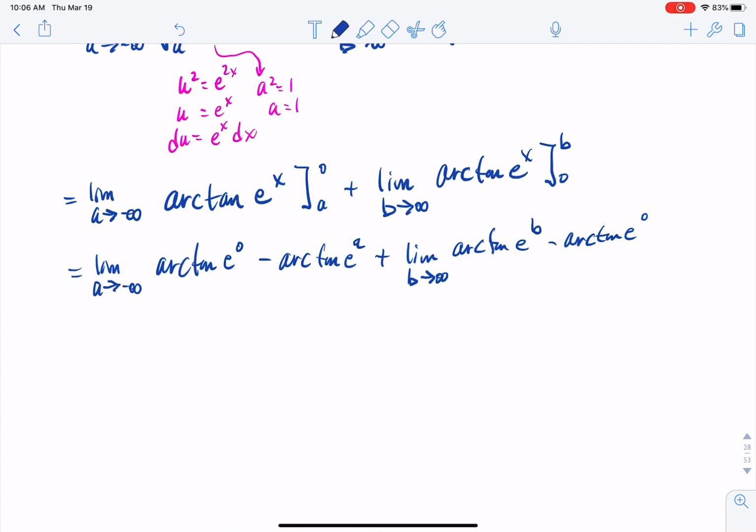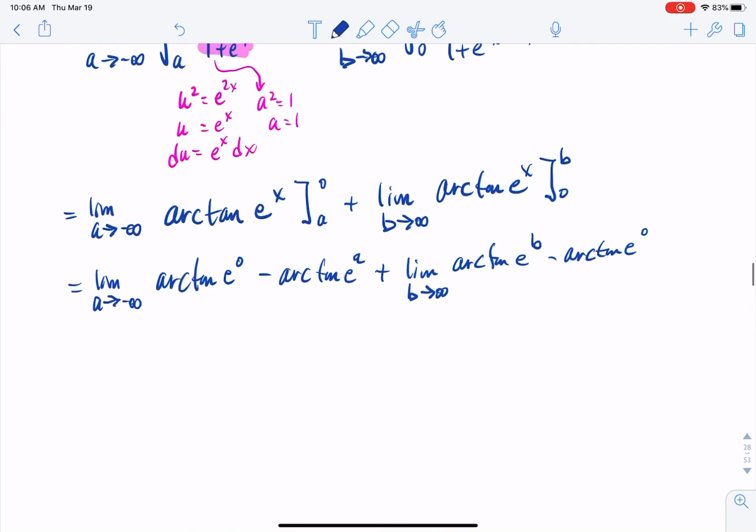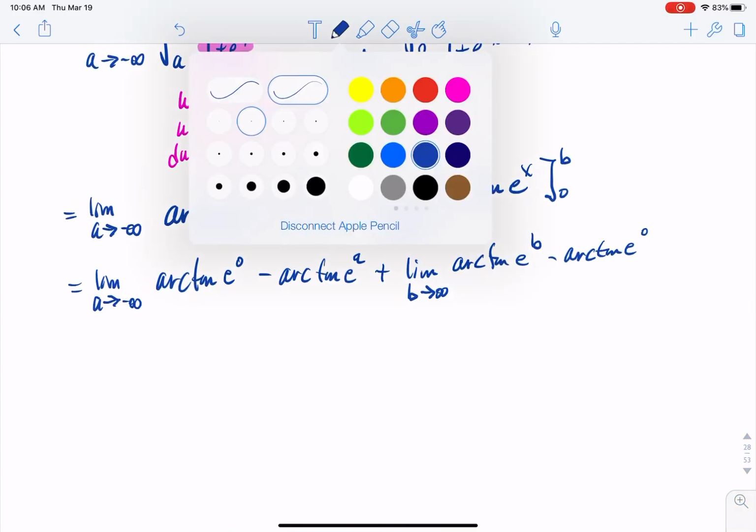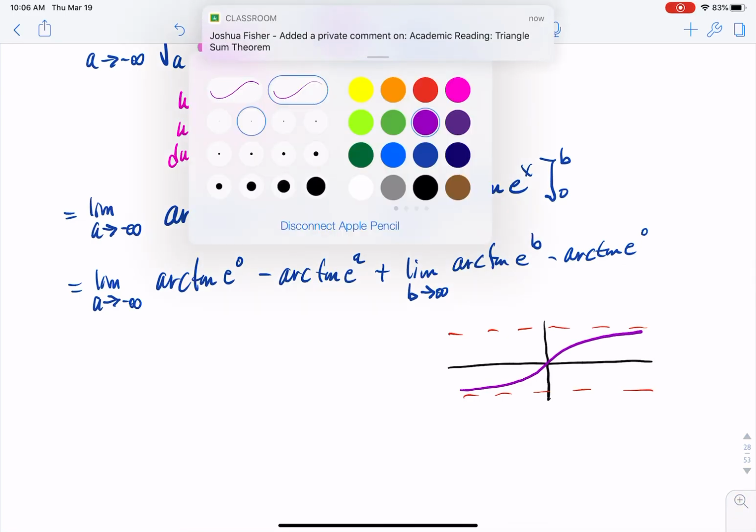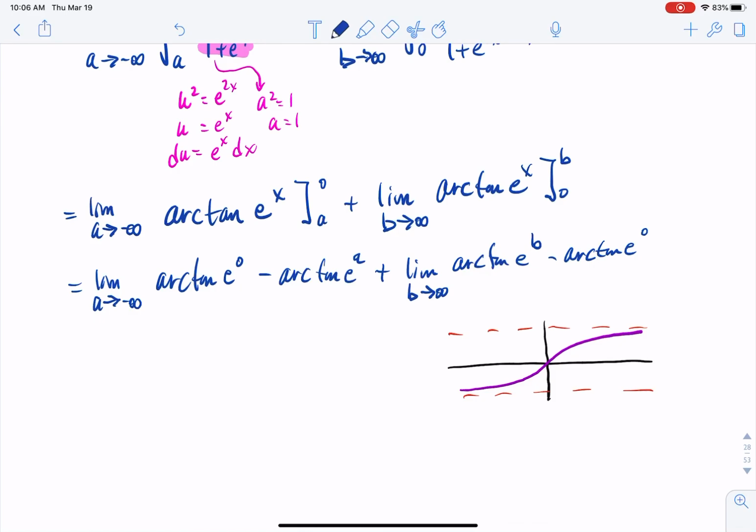And again, it might be helpful for us to look at the graph of arctangent if we need to. So I'll just throw that graph in here once again. I like drawing it anywhere. I'm going to make it purple this time. Yep, there you go. All right, private comment: e to the 0, that's going to be a 1.